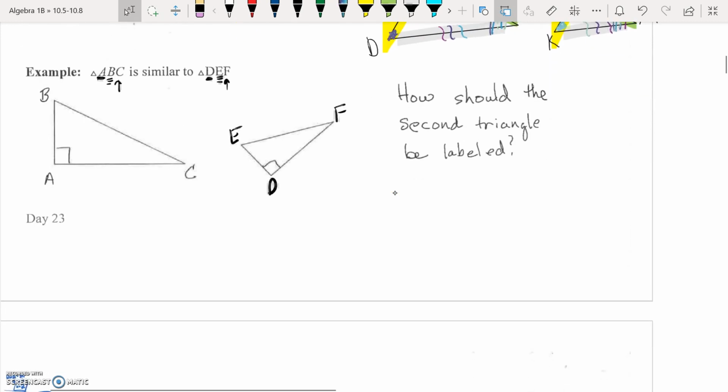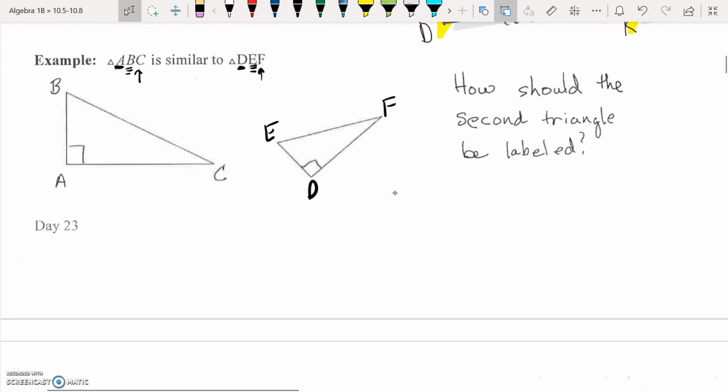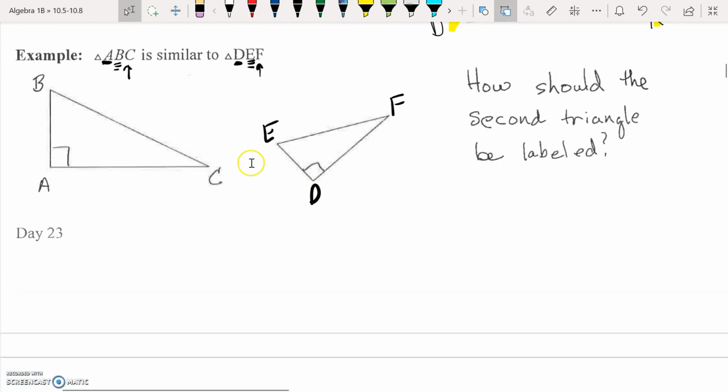For an example, we're told that triangle ABC is similar to triangle DEF. I already have this information for the first triangle. And A is the right angle, which means D has to be the right angle. AB is the short side, DE is the short side, and then the long leg is AC, just like it is DF in the other one.